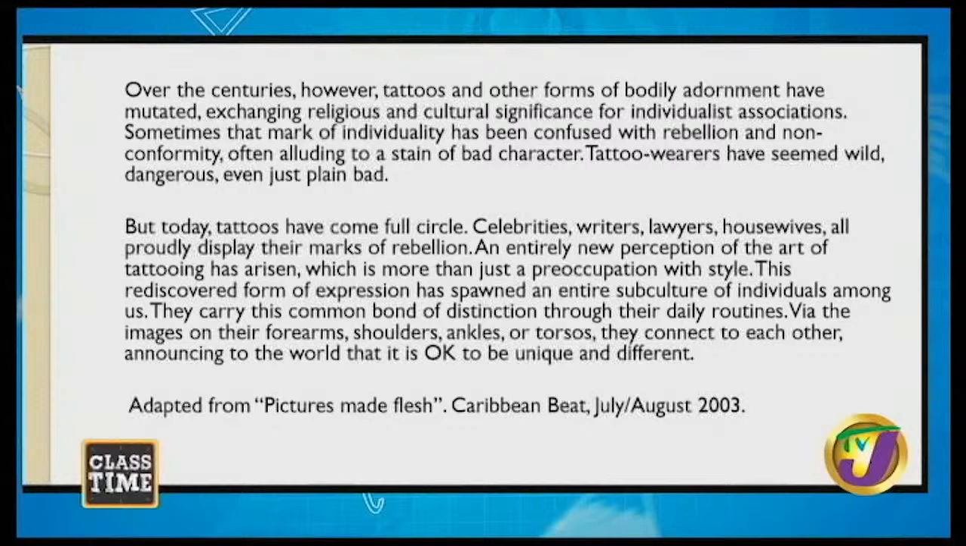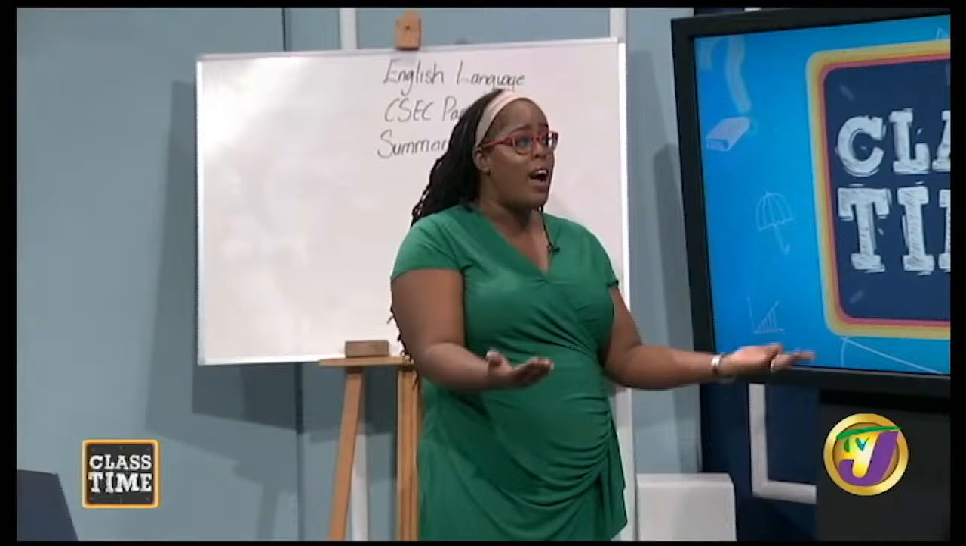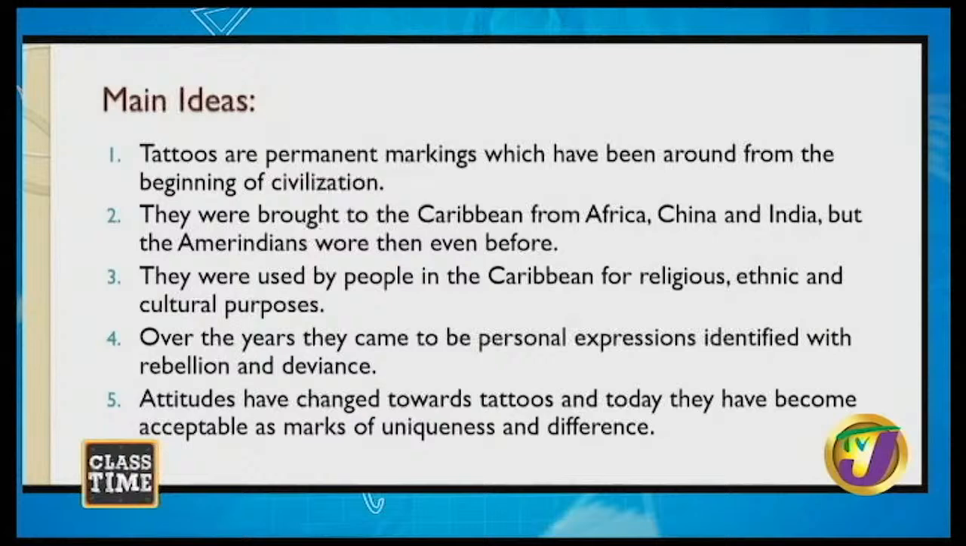Now, all of what we learned, we are going to practice it. We're going to be looking at it. So here are the main ideas. There were five paragraphs, so there are five main ideas here. Number one, tattoos are permanent markings which have been around from the beginning of civilization. They were brought to the Caribbean from Africa, China, and India, but the Amerindians wore them even before.